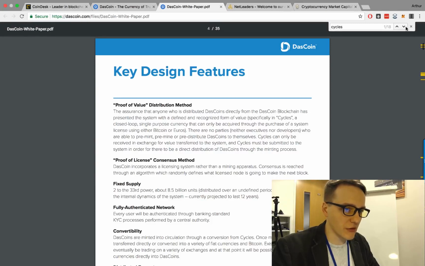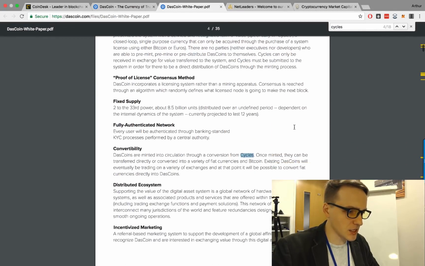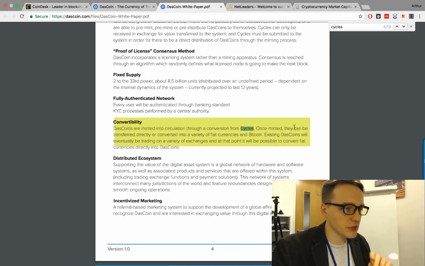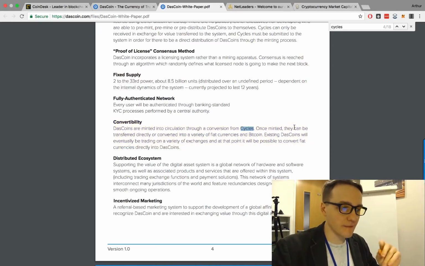So let's carry on. Before I summarize again, that's the third mention in this paragraph, and then this, I believe, is a very interesting one. Convertibility. DasCoins are minted into circulation through a conversion from cycles. Once minted, they can be transferred directly or converted into a variety of fiat currencies and Bitcoin. Existing DasCoins will eventually be trading on a variety of exchanges, external exchanges, and as of today, the launch is planned for the 28th of April 2018.